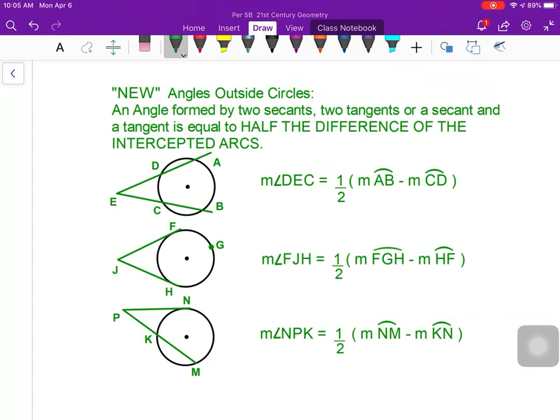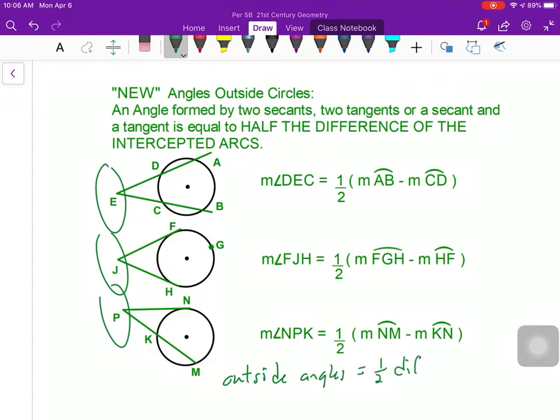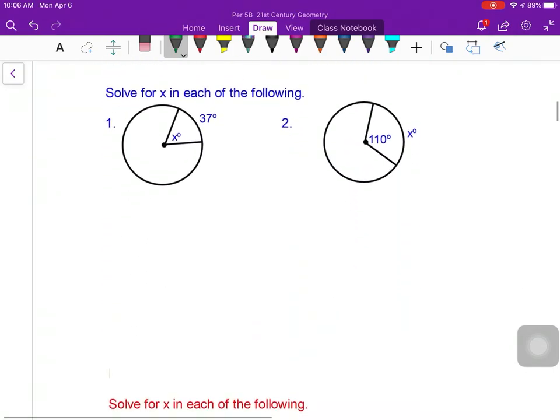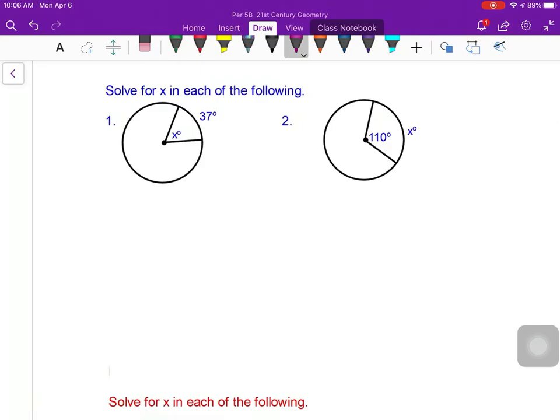And then the last one that we talked about in section 5, day 5 that we just finished up, was the angles on the outside. See how these angles are all on the outside? And the angles on the outside, or outside angles, are equal to half the difference of the arcs. Difference, of course, means to subtract. So we're going to look at examples of all of these.